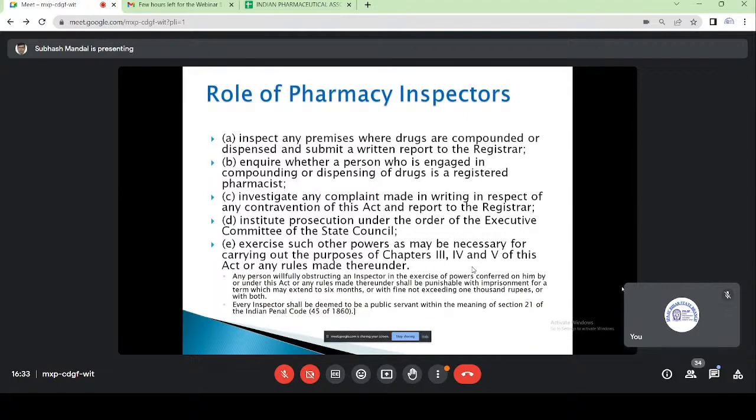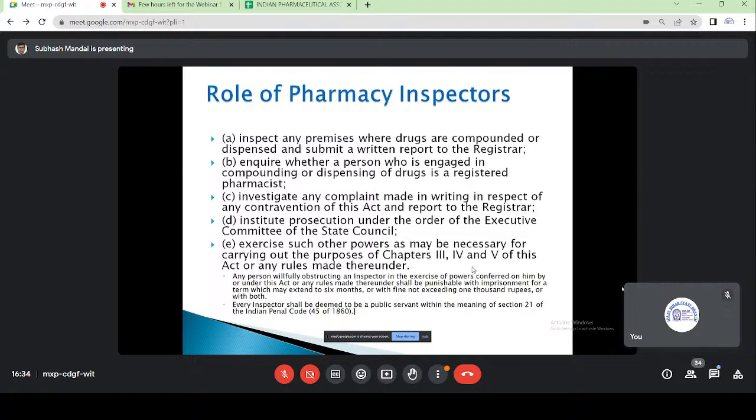And here, these two categories of inspectors have an important role to play to ensure the physical presence of pharmacists in the community pharmacy or hospital pharmacy, wherever the drug is being dispensed, and to institute a prosecution under the order of the executive committee of the state council, then exercise other powers to implement this pharmacy practice regulation.